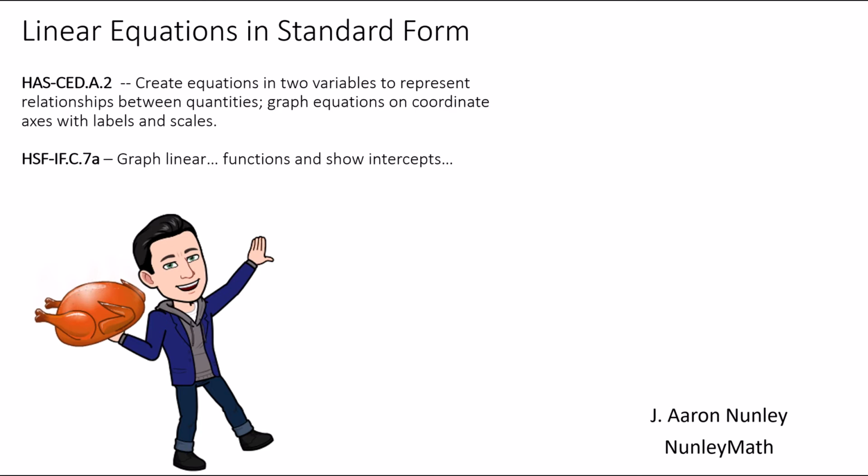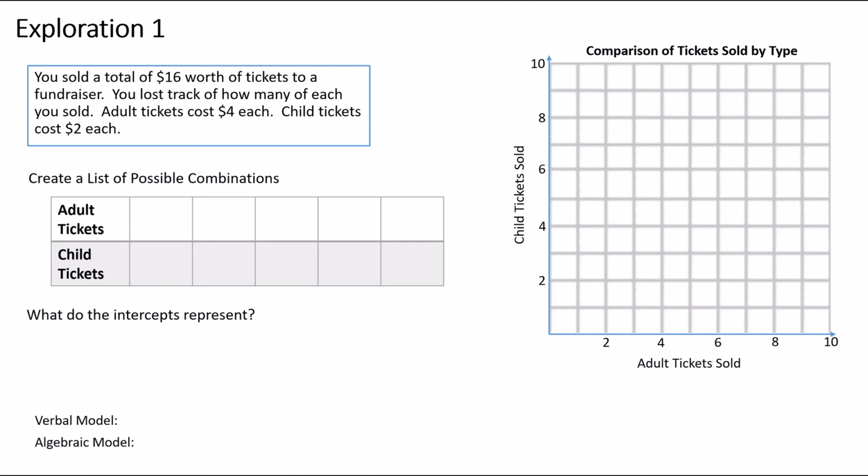So here's what I'd like us to do. I'd like you to start off with an exploration or a thought exercise. Notice what the problem says. It says you sold a total of $16 worth of tickets to a fundraiser. You lost track of how many of each ticket you sold. If adult tickets cost $4 each and child tickets cost $2 each, let's see if we can come up with a list of possible combinations of what we could have sold.